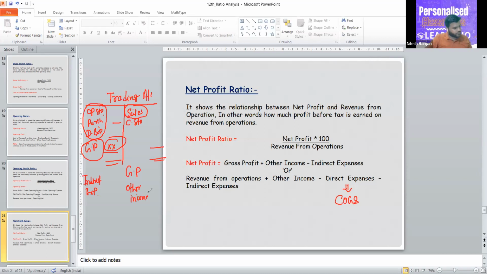I'm solving a net profit ratio question also. It is actually a very small question. Revenue from operation is given, net sales 6 lakh, net profit is 60,000. It is very simple. Yes, I found the question.